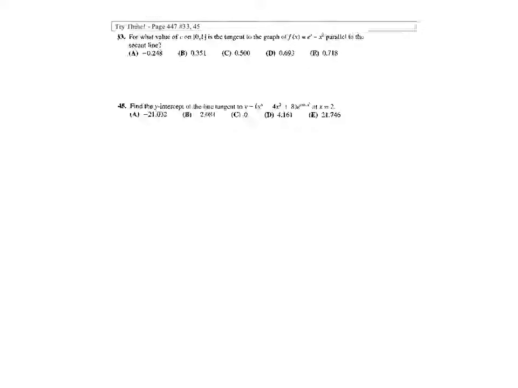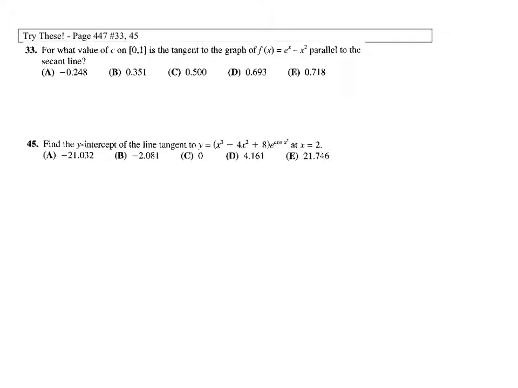Those go on here as well. There are some Barron's problems that you can practice with as well. That'll be good to do. Okay?